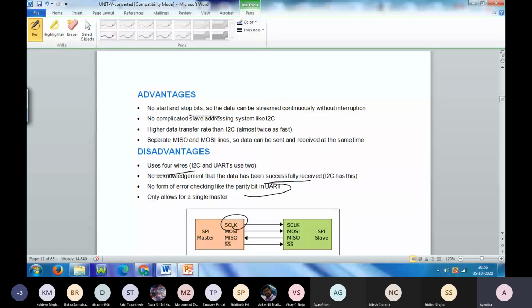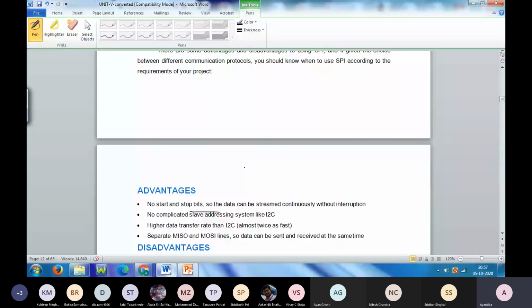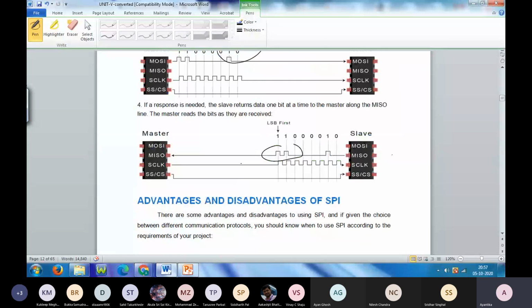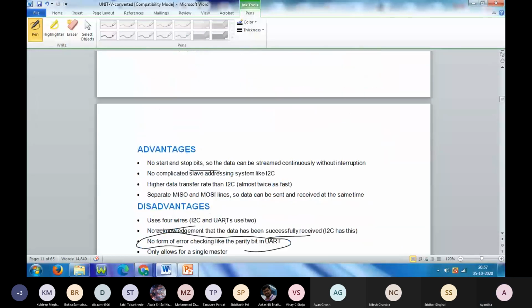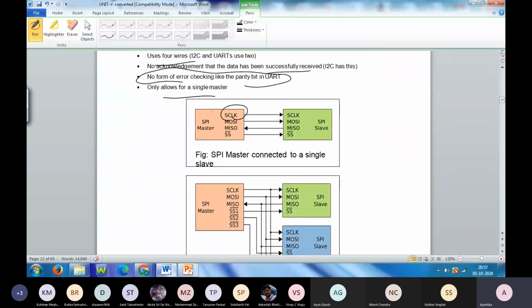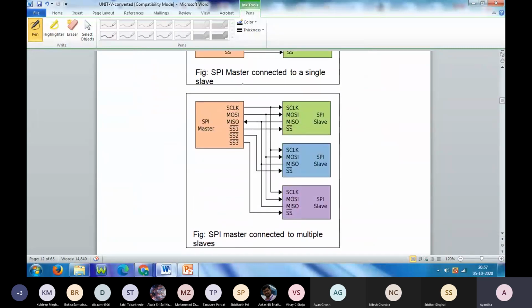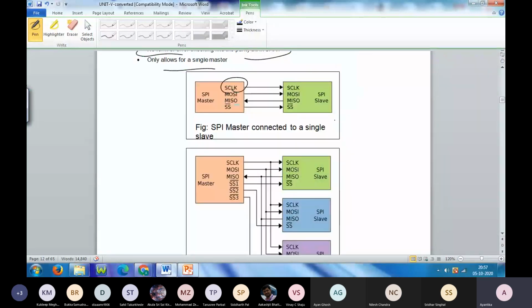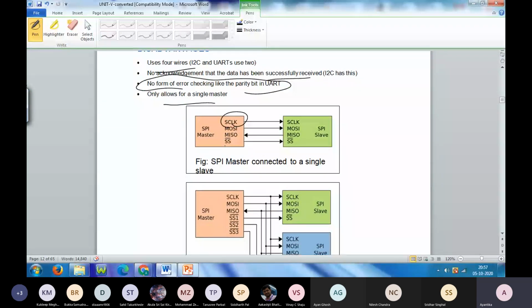Okay, but this is very important. In UART, we have seen that we added a parity bit. That is very important in the case of error checking. At least the receiver gets the idea whether your data is modified or not in the course of communication. But here, in the case of SPI, you can see there is no parity or error checking, no bits are used. Okay. Another one is that you can use only a single master. So now I think you can easily understand this: this is for SPI, where it is connected to a single slave or to multiple slaves. Okay.